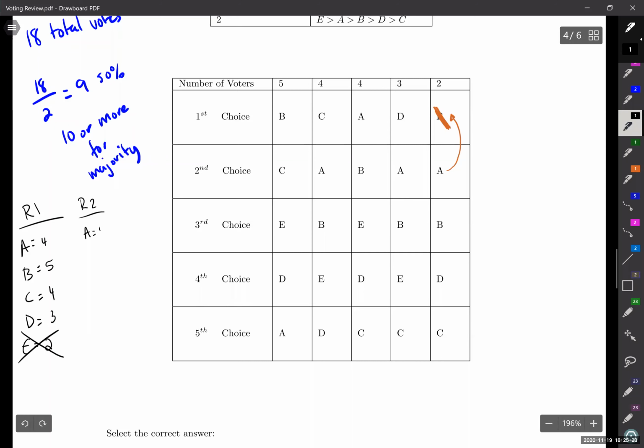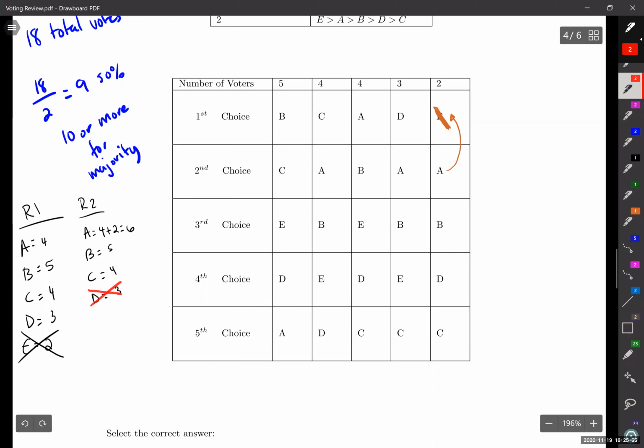So then you go to round 2, where now this extra vote has been shifted to A. So only A's total changes. It had the original 4 plus now the 2. B, C, and D remain unchanged. So A now has 6 votes, so it's taken the lead. But still nobody hits the 10 or more threshold, so we eliminate the next lowest performing candidate. Would we agree that would be D now? So D gets eliminated.